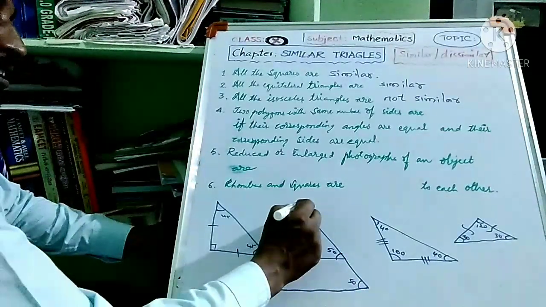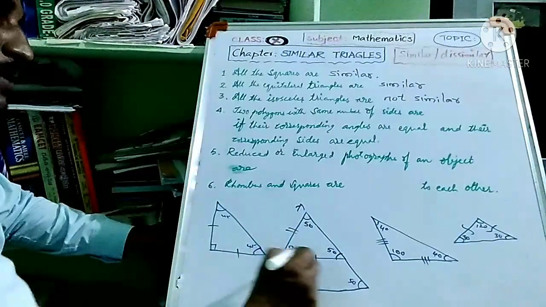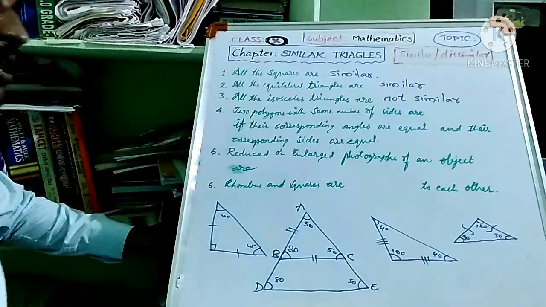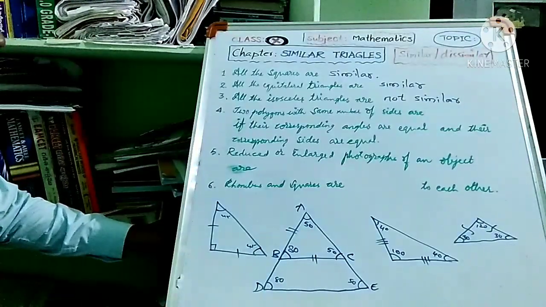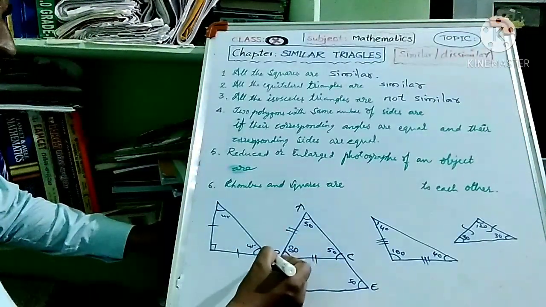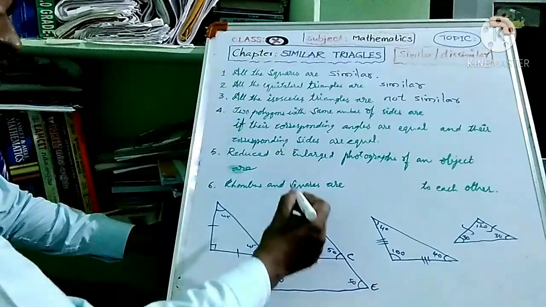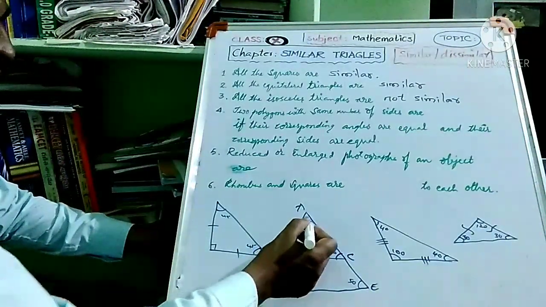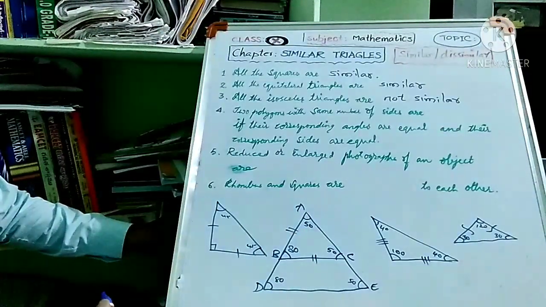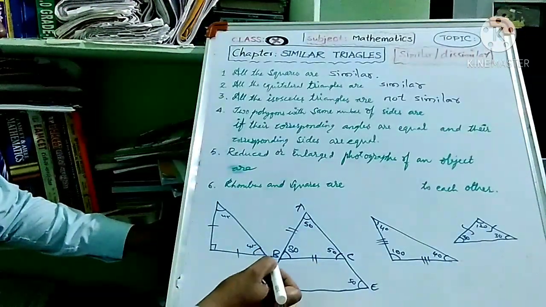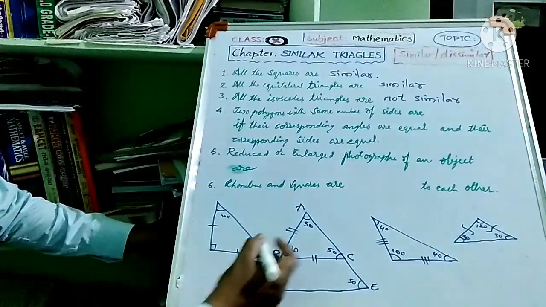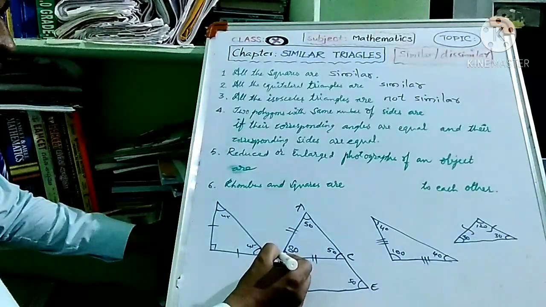So what do you observe? Suppose it is triangle ABC and DE is parallel to BC, then triangle ABC and triangle ADE, these two are similar because corresponding angles are equal and the sides are in the same ratio, because AB has the same length only.